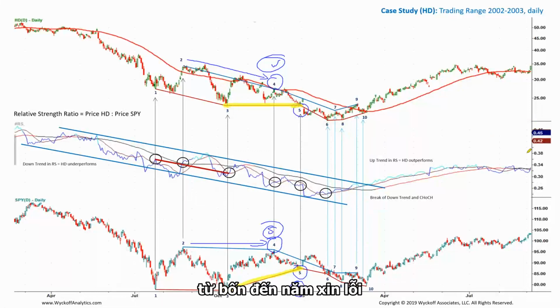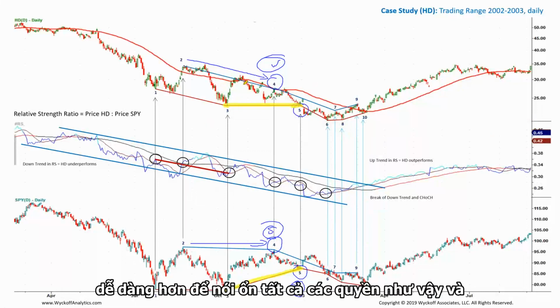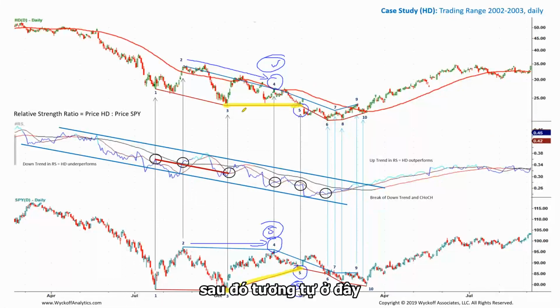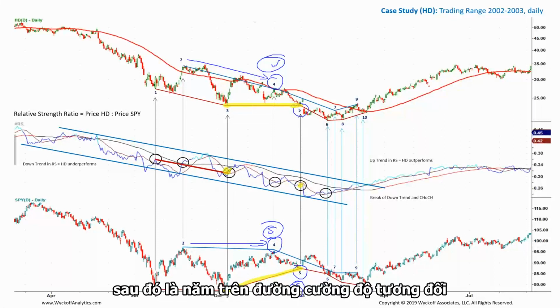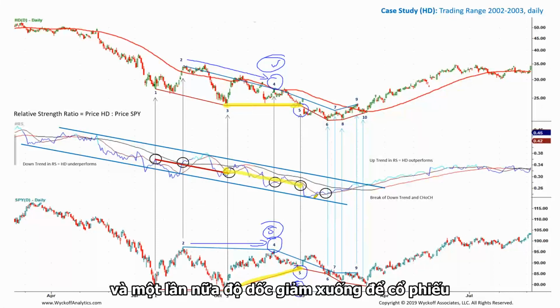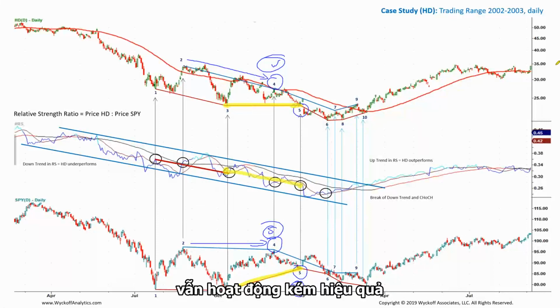Sorry. You're good. No, your line's much easier to tell, Jesse. Okay, all right. And then the same here, 3 on the relative strength line, and then 5 on the relative strength line. And again, the slope is down. So the stock is still underperforming.